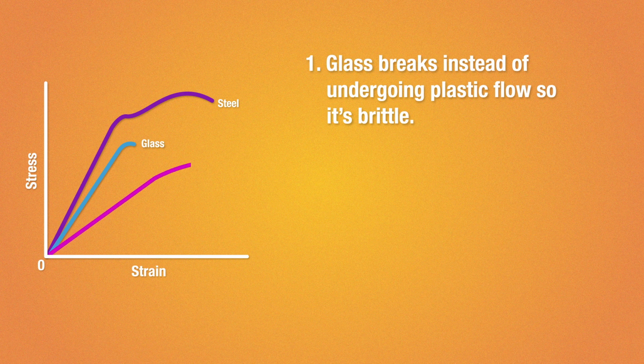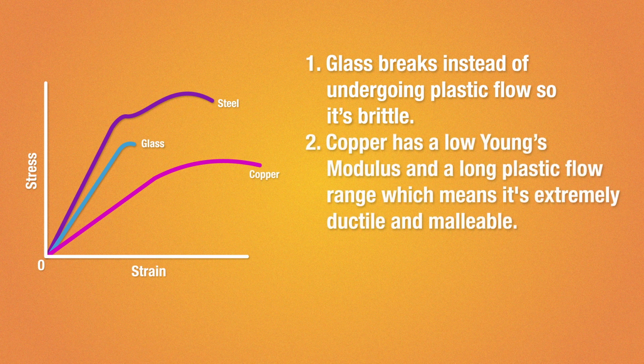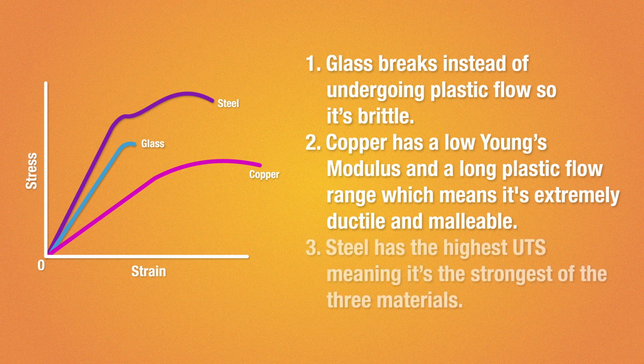Copper would look something like this, showing that it's very ductile and malleable, which means it'll deform a lot under very little strain. And that's why it's so much easier to roll into wires. Now let's say you're comparing just these three. Just that simple comparison can tell us that steel has a much higher ultimate tensile stress, which basically means that it's the strongest of the three.